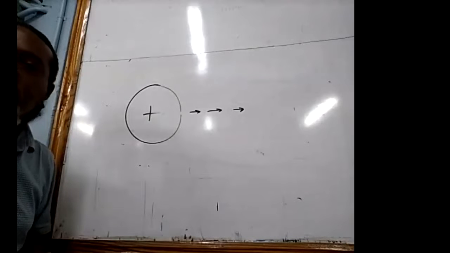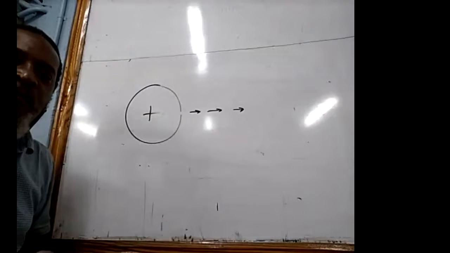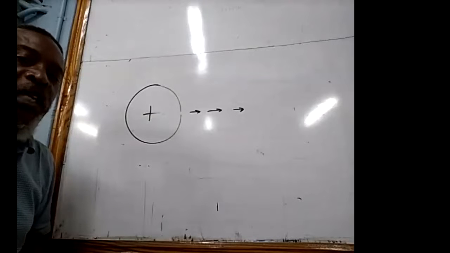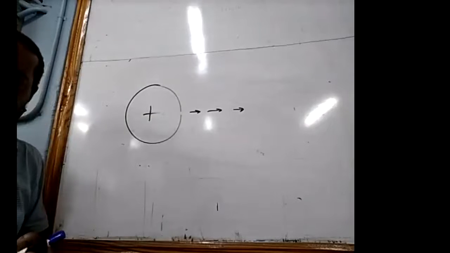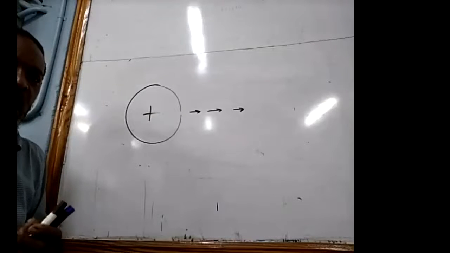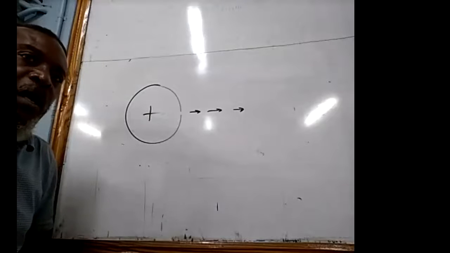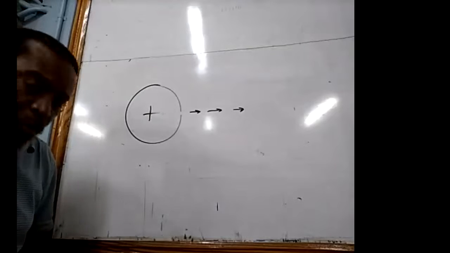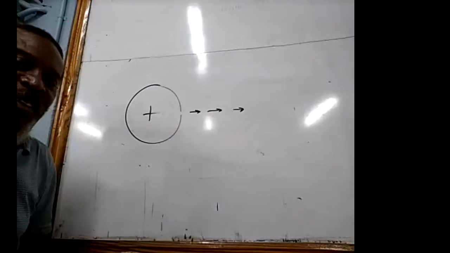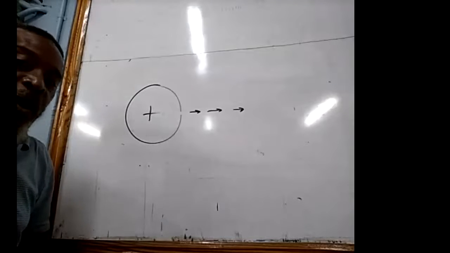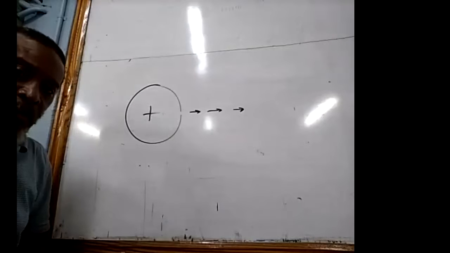So you can write this down now. The best medium through which electron can move is metal. Or you can say copper, the best medium, but copper is a metal. You understand? So the best medium for electron to move through is metal.